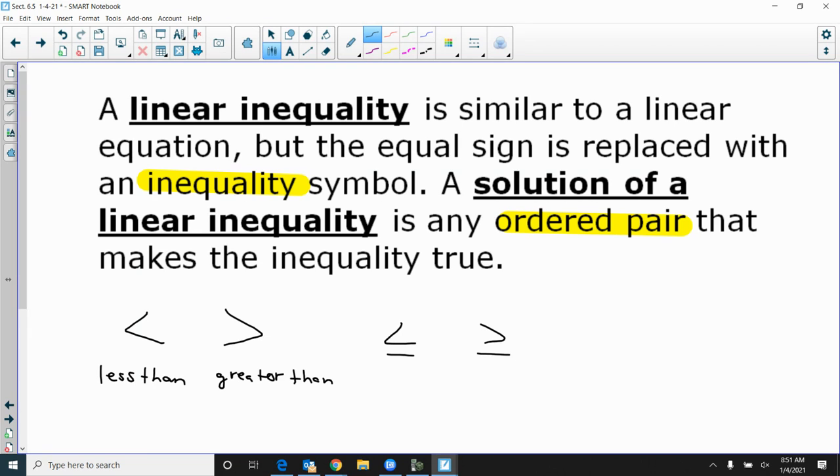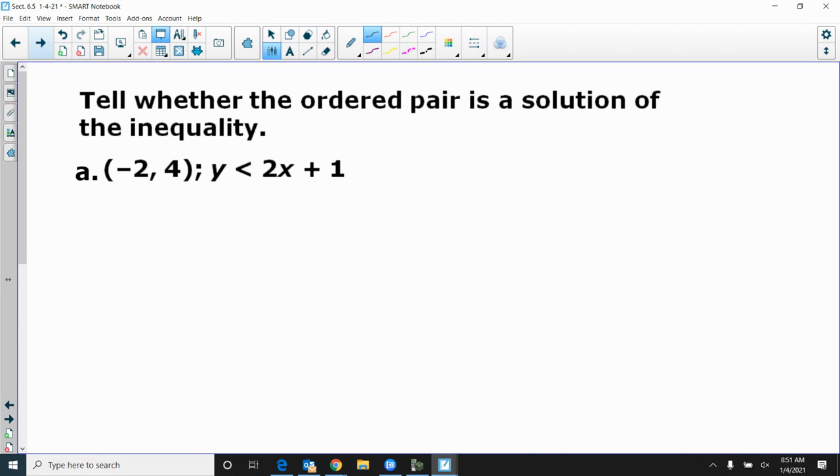Now, usually for a linear equation, we have a line to determine this. We're going to have a lot more solutions for this inequality, but we do the same idea. So take a look at part A. The point is (-2, 4). The inequality is y < 2x + 1. Is that a solution? All you do is plug in those values for the x and the y and see if it makes it true. So let's do that. Take out the y. What should go in for it? It should be the 4.